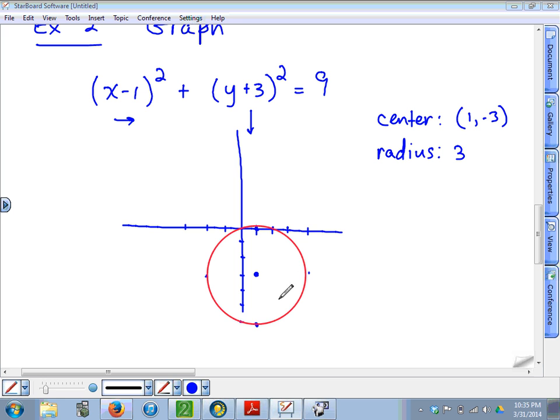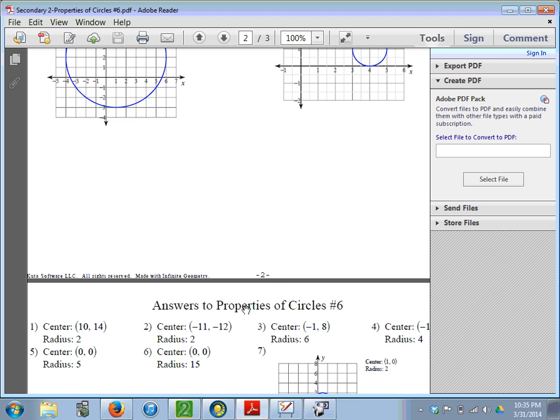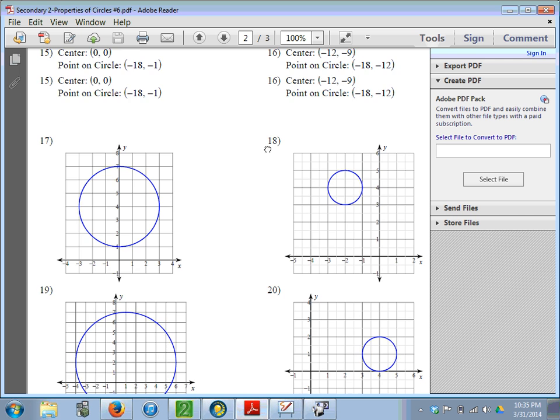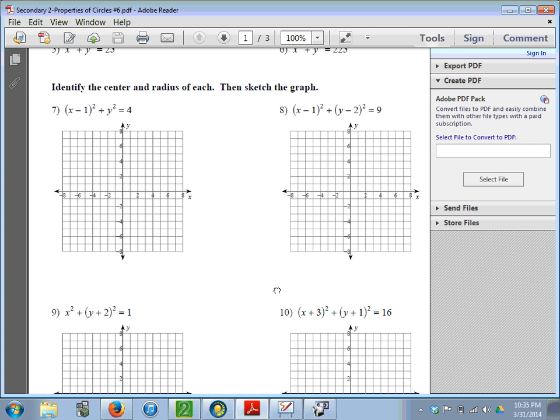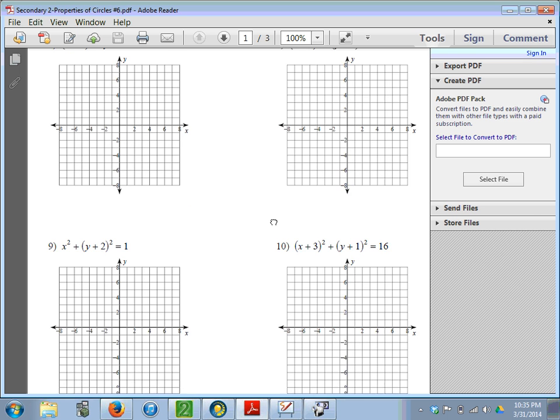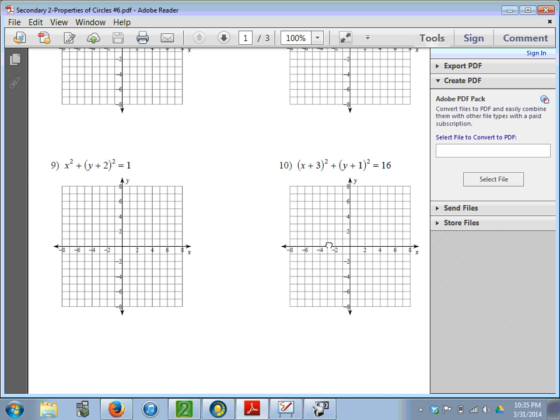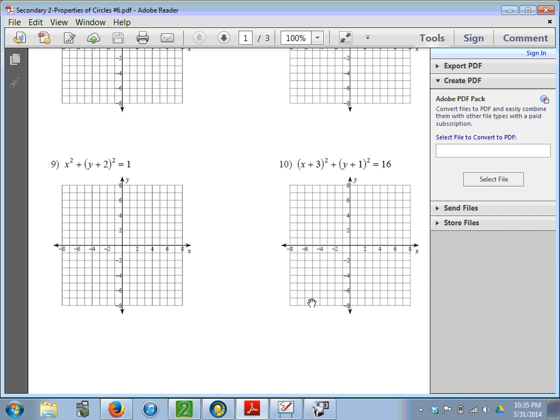But there's the circle. Center is at the point 1, -3, and it has a radius of 3. So getting back to your assignment, why don't you work on questions 7, 8, 9, and 10, graphing those circles. Again, I'm going to ask that you pause this while you work on that. When you're done, get this going again to finish up the lesson.